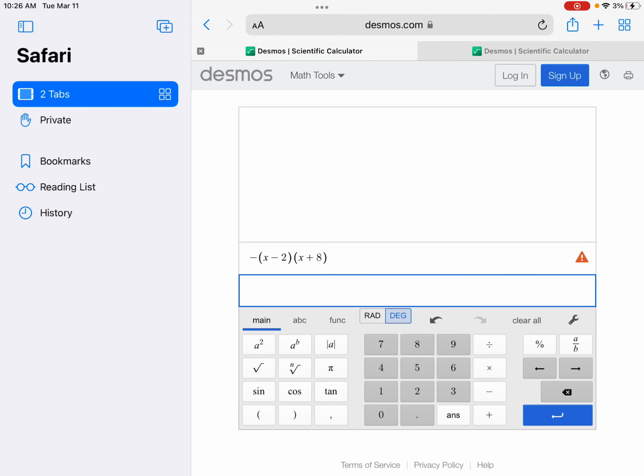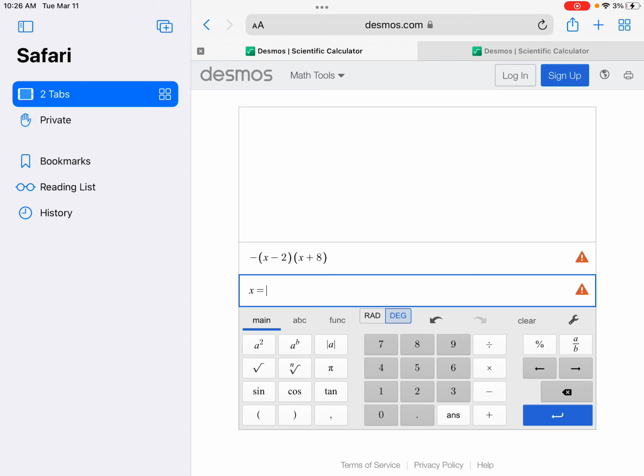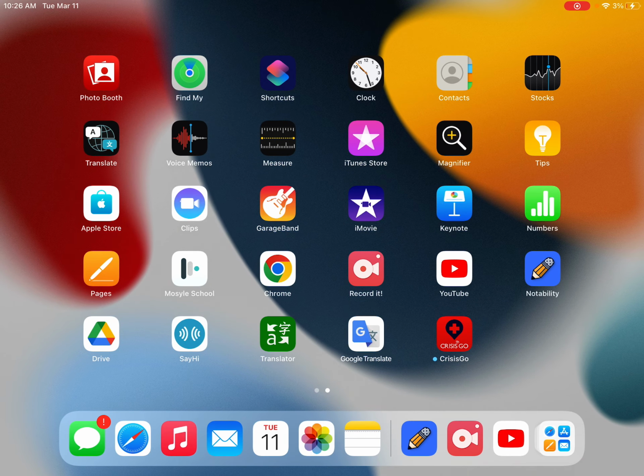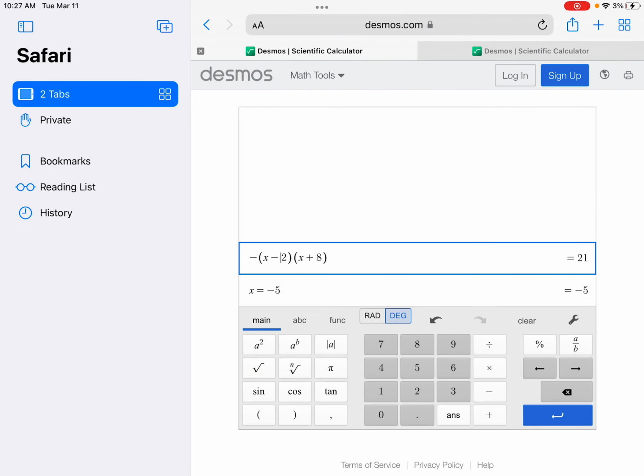If we go into Desmos Scientific, you can see I've already written the equation in here, and I'm going to type in x equals negative 5. And when x is negative 5, oh, hang on a second. I think I did that wrong. Let me go back, I typed this in wrong. That should be, what do we got? Okay, x plus 2, x plus 8. So let me go fix that in my Desmos. X plus 2. There we go.